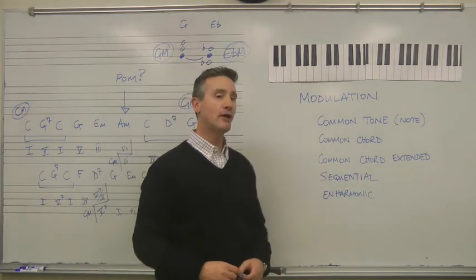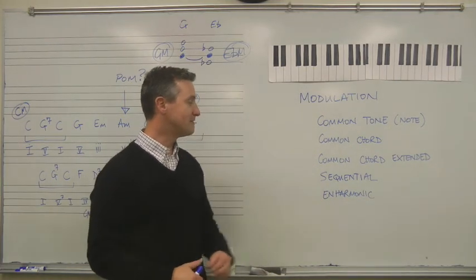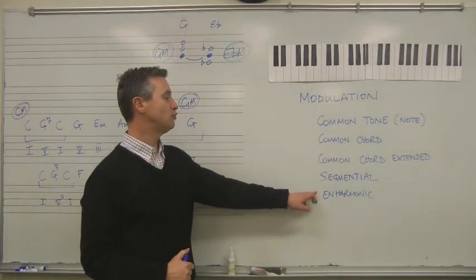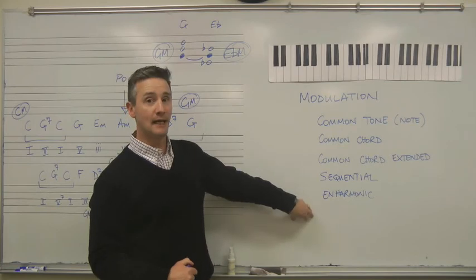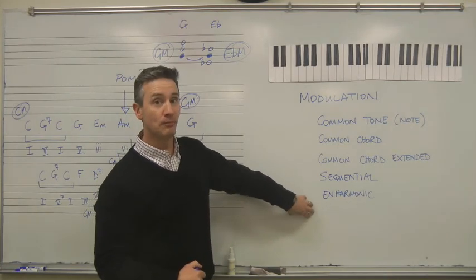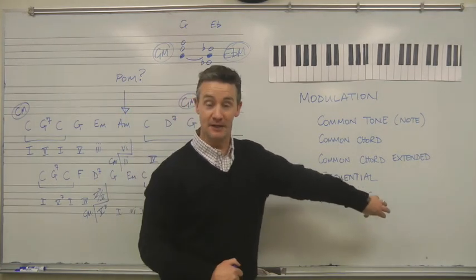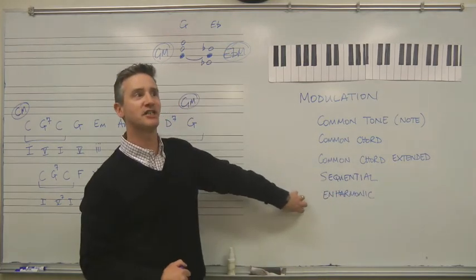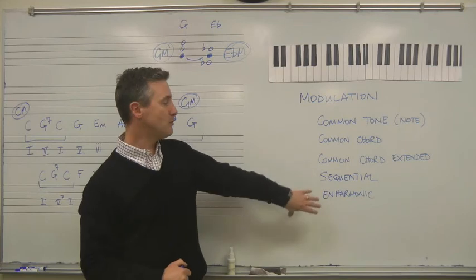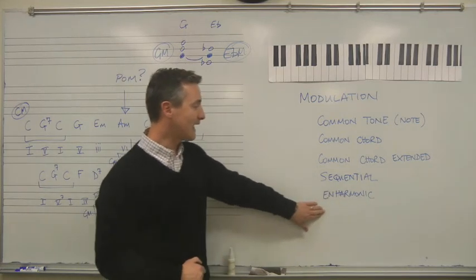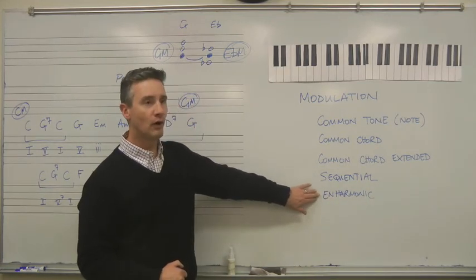And then enharmonic modulation. This is a much more advanced way of modulating. This is where you respell something enharmonically in one key, and then you respell it so that enharmonically it is something in the next key. You haven't actually physically changed any of the notes, but you're thinking of it differently. And we will look at some examples of that in class as well. That is a lot more tricky.